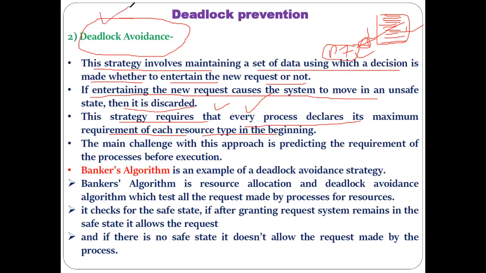So if the deadlock has to be avoided, then it is a mandatory requirement that each process first declare its maximum requirement of resources. That is the main challenge with this approach: predicting the requirement of the process before its execution. Each process has to predict how much and which type of resources it is going to require in the future. Understood? That is quite impractical, but theoretically it is possible. That is why this approach can be utilized to avoid the deadlock.